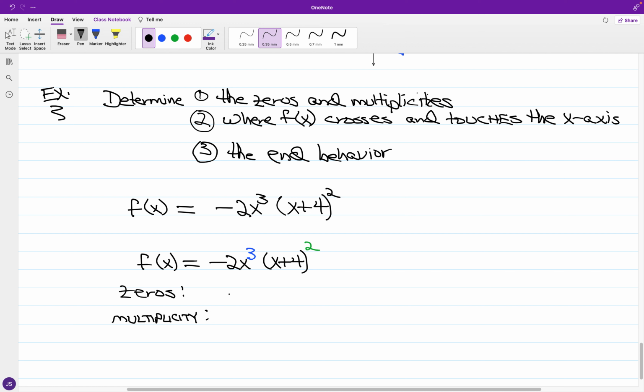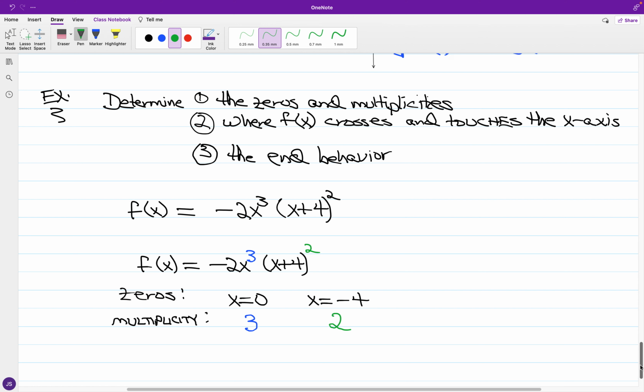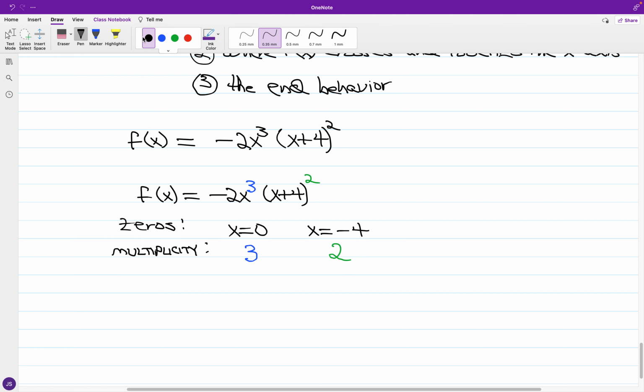With the first variable factor, we have x, so we can say x is equal to 0. And with the other variable factor, the binomial x plus 4, we're going to have x equal to negative 4. And now for the multiplicities: 0 stems from the x factor, which is raised to the third, so 0 has a multiplicity of 3. And negative 4 stems from x plus 4, which is squared, so negative 4 is a zero with a multiplicity value of 2.